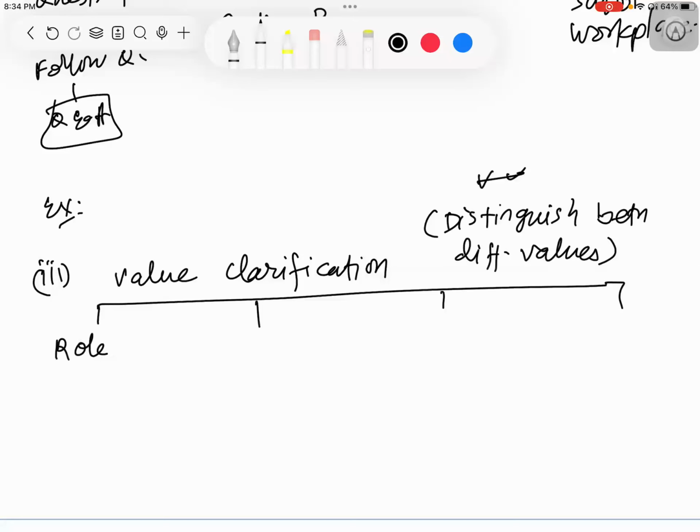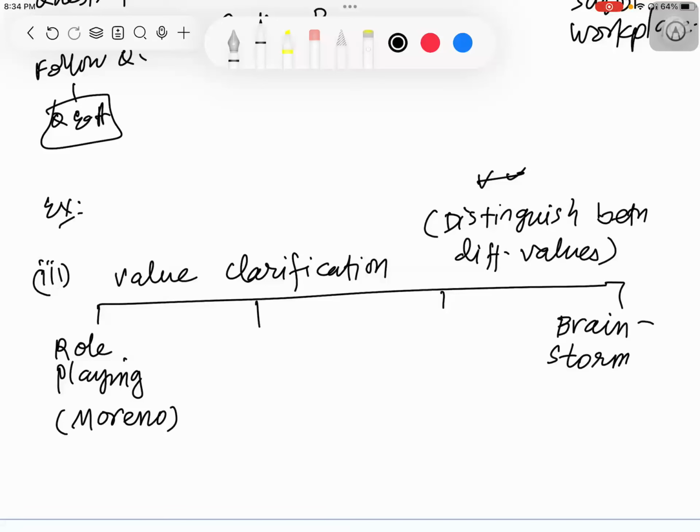For example, there is a very well known method known as role playing. This was given by one researcher known as Moreno. There is also our very well known technique, brainstorming. Through brainstorming also we can do this. This was given by Osborne. Right.